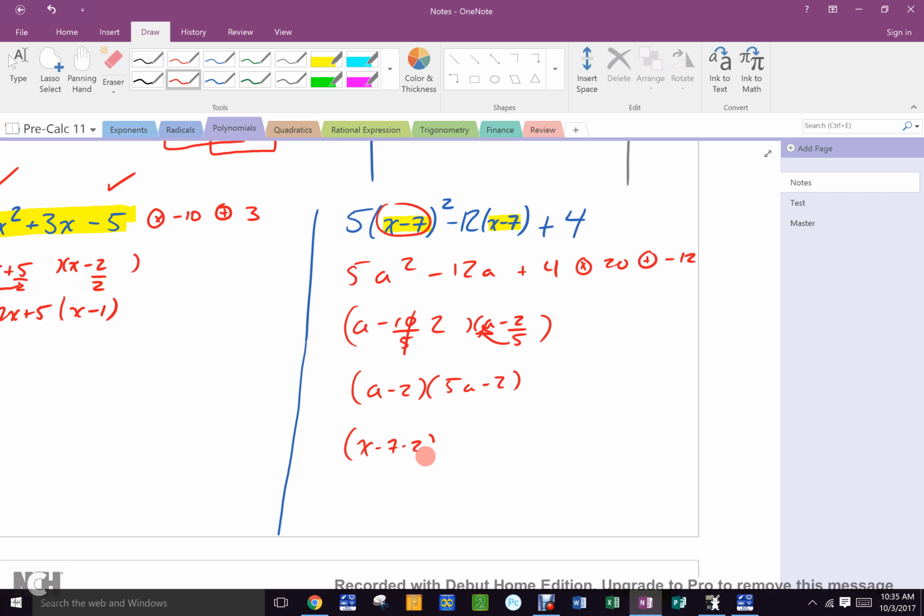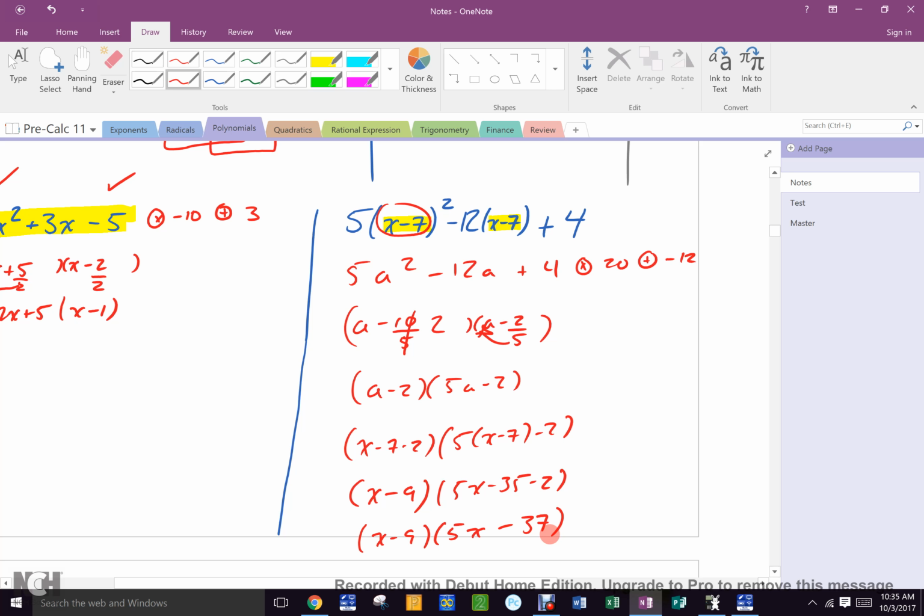5, I've got to wait because my computer is top of the line. 5 times x minus 7, minus 2. What's 5 times x minus 7? That's 5x minus 35 minus 2, x minus 9. 5x minus 37. Can everybody factor to here? In one way or another. 5 times 7, I distributed.